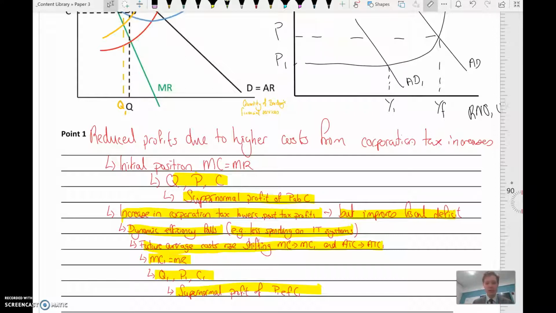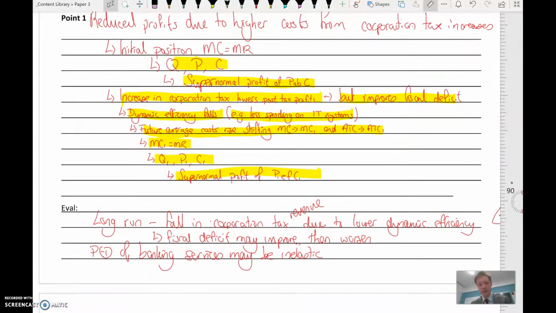Right, pause it here. What can you do to think of evaluations to that point? Okay, let's come back. Let's look at the eval.